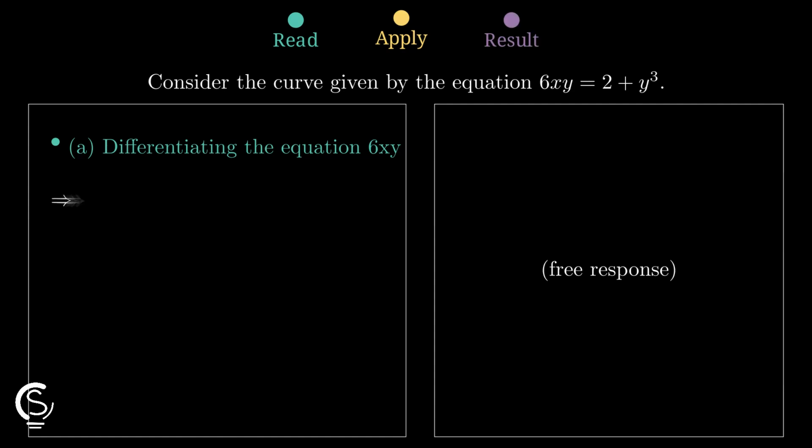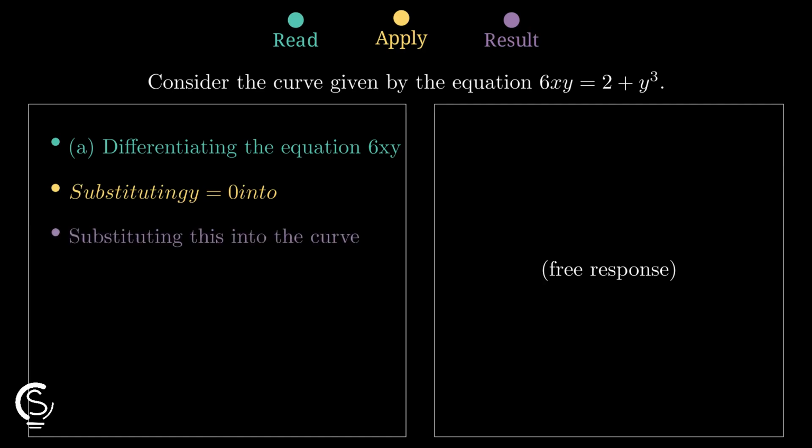Part C. For a vertical tangent, the denominator y squared minus 2x equals 0, so x equals y squared over 2.